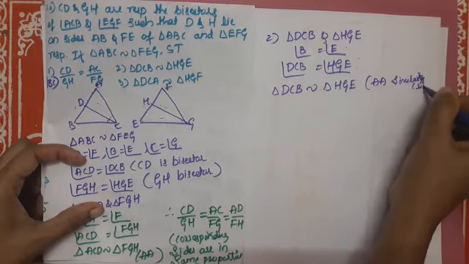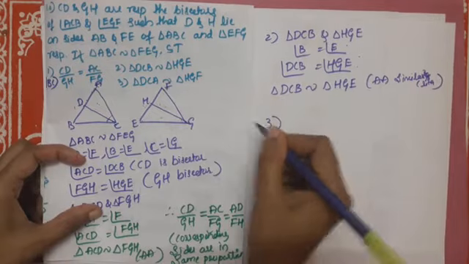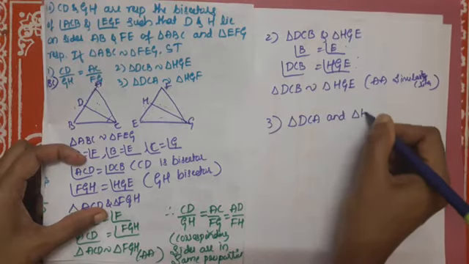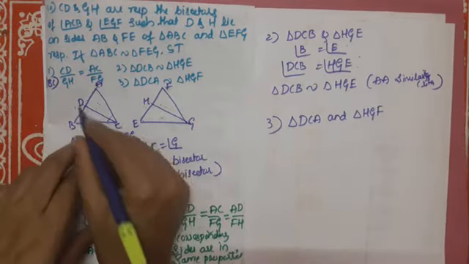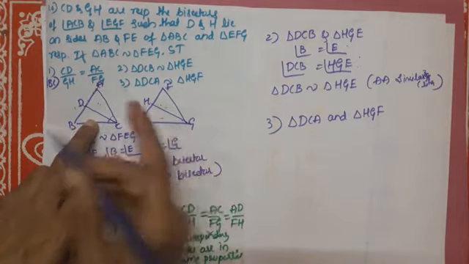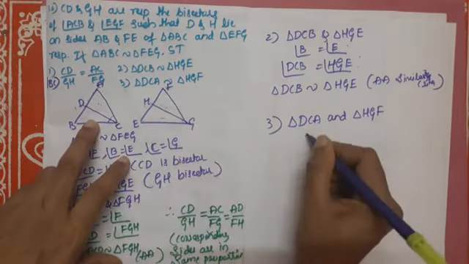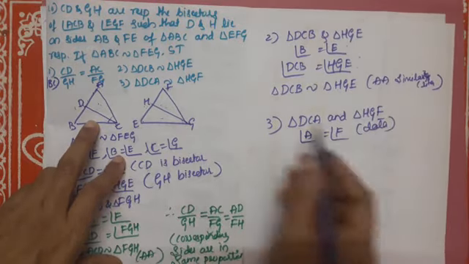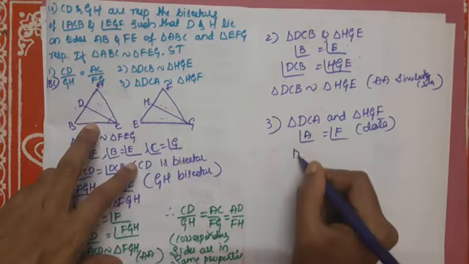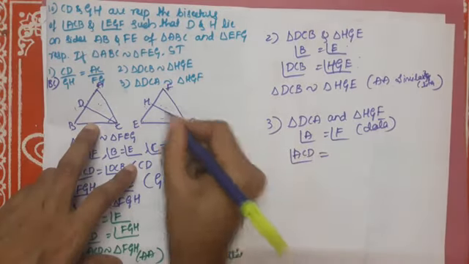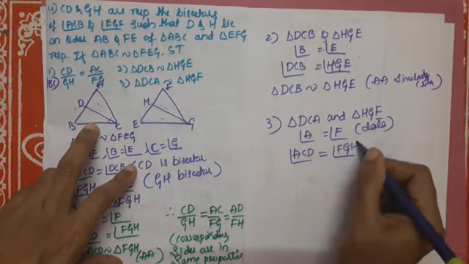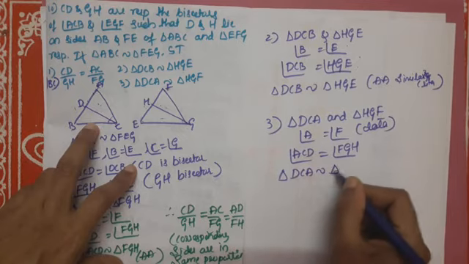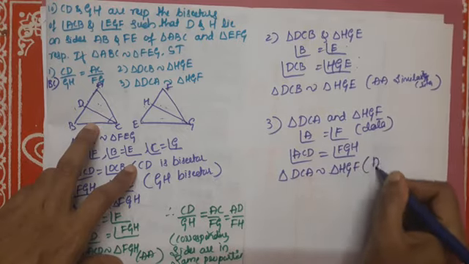Next, the third one is triangle DCA and triangle HGF. Same as the first one we proved, here angle A equals angle F, which we know by the data. Then ACD equals FGH, by construction. Now the triangles are similar, again by the AA similarity criterion.